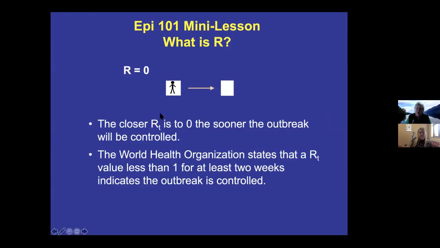Now here's what an R of 0 looks like. This is what we want, right? You have one infected person, but they don't give it to anyone. So it just ends for that person. The closer you can get R to 0, the sooner the outbreak will be controlled. And the World Health Organization actually states that you need an R value less than 1 for at least 2 weeks before you can say that the outbreak is controlled. So there is some guidance as to what it is you're striving for. And that's what we're striving for, this R value less than 1.